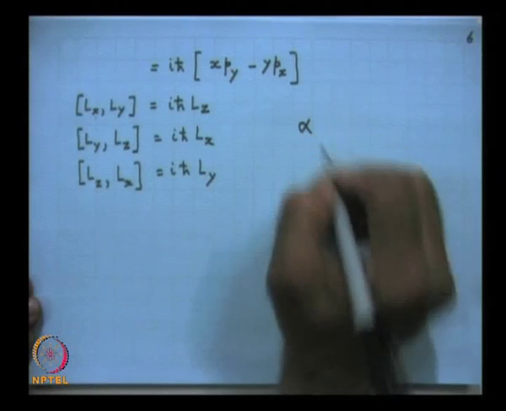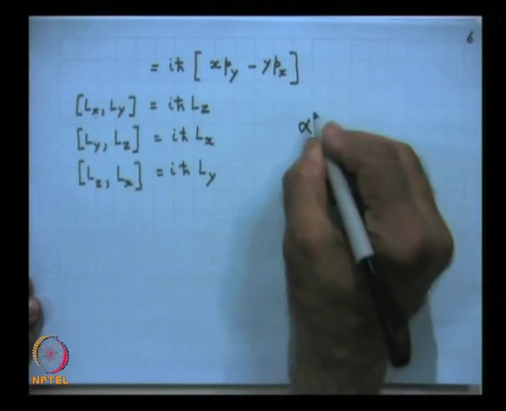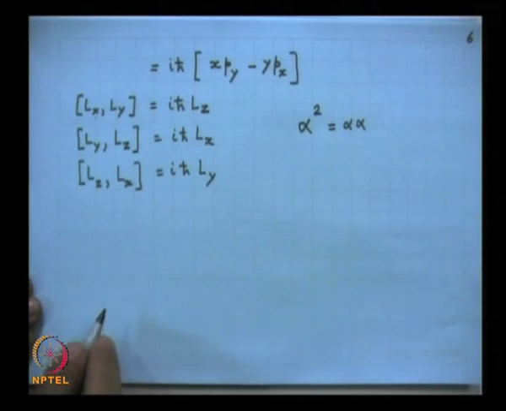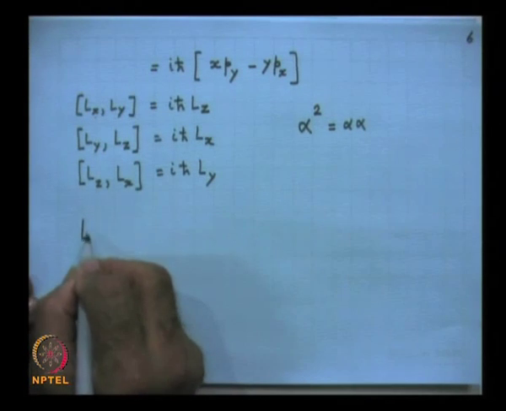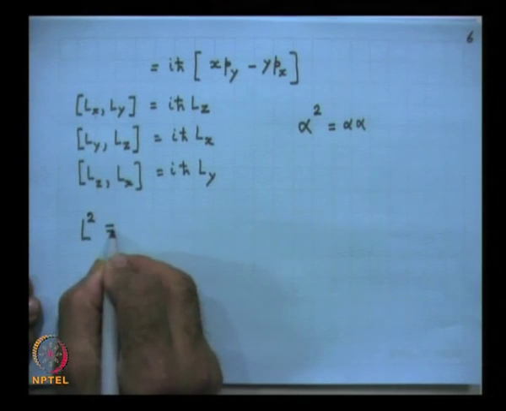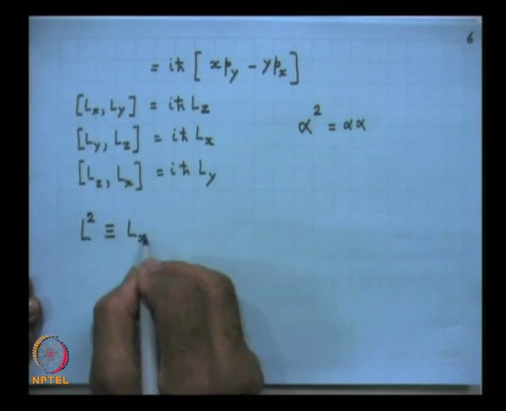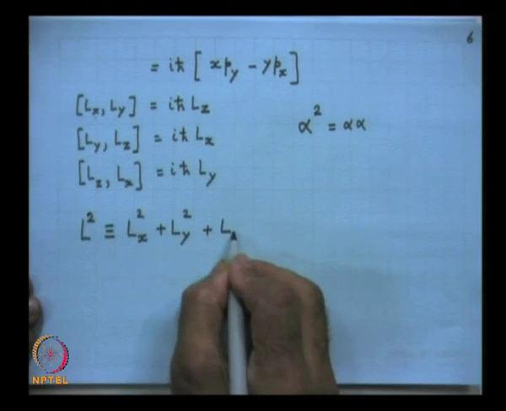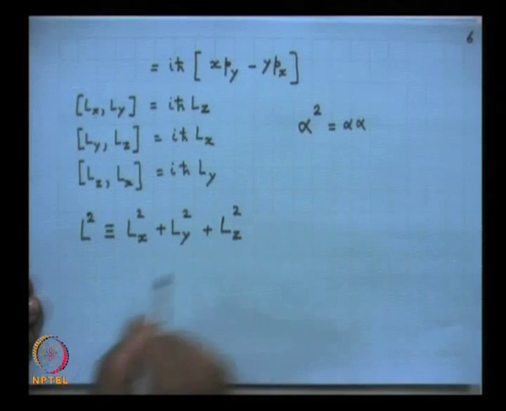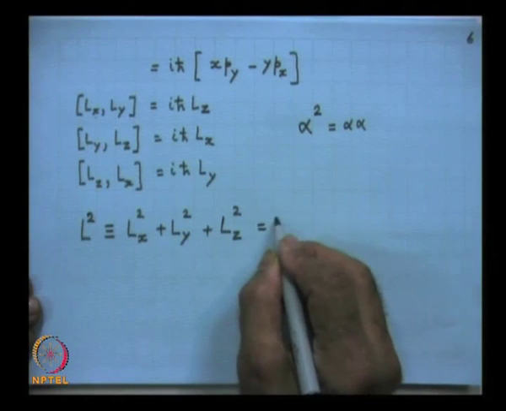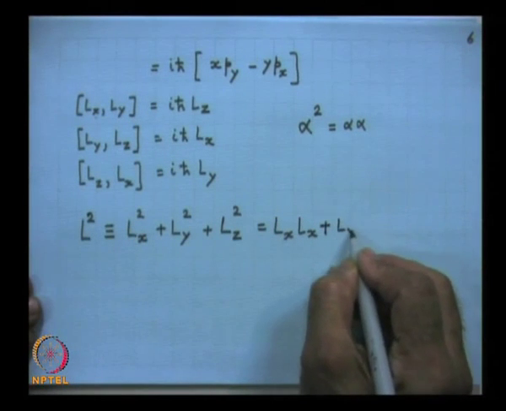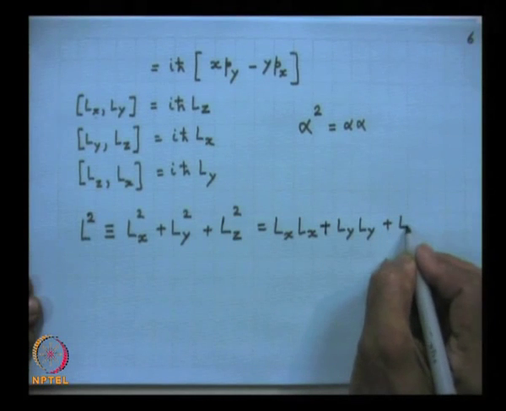As I had told you earlier, if I have an operator alpha, the square of the operator is defined as alpha times alpha. So, the operator L square is defined as L x square plus L y square plus L z square. So, what do I mean by L x square? That means L x times L x.